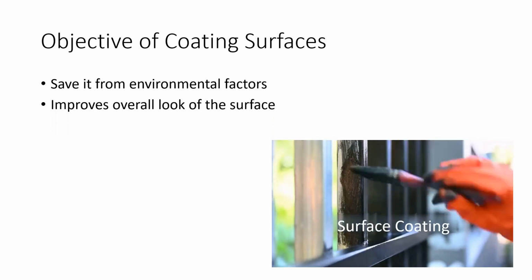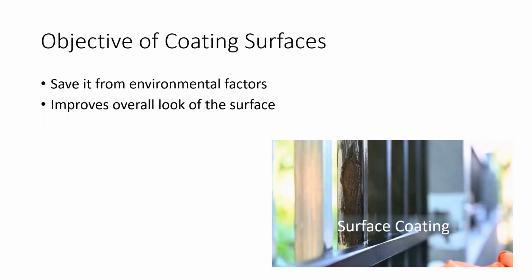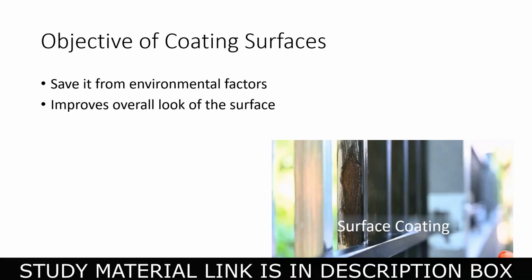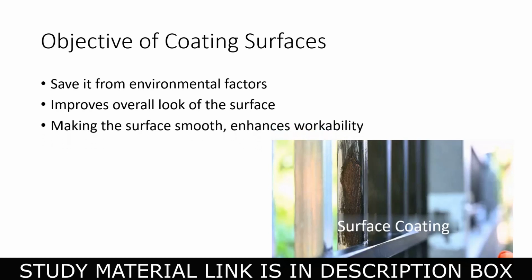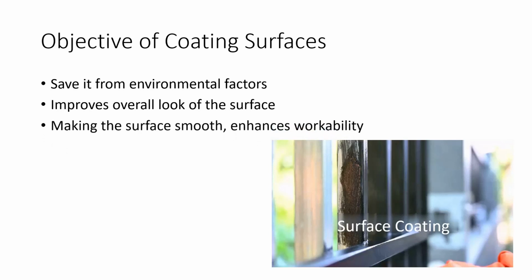Now, it improves the overall look of the surface, meaning that surface coating improves the overall look of the surface, like colorful paints and plastic coating give a variety of looks to any surface. Now, the third one is making the surface smooth, and this therefore improves the workability.